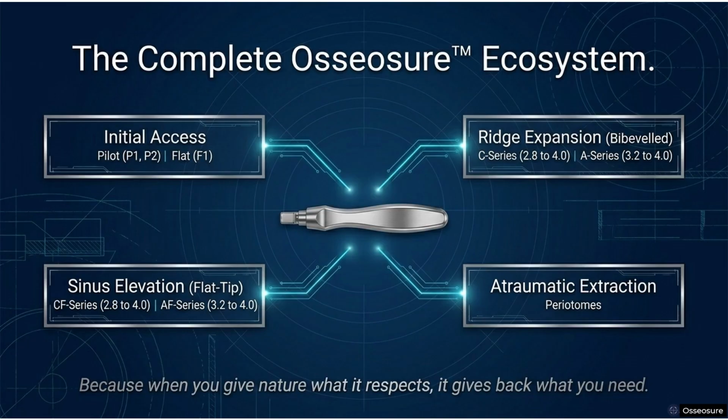So, OsseoSure is your complete ecosystem. Initial access with pilot series and flat tips, ridge expansion with C and A series, sinus elevation with CF and AF series, and atraumatic extraction with periotomes. It preserves the bone and performs for you because when you give nature what it respects, it gives back what you need.